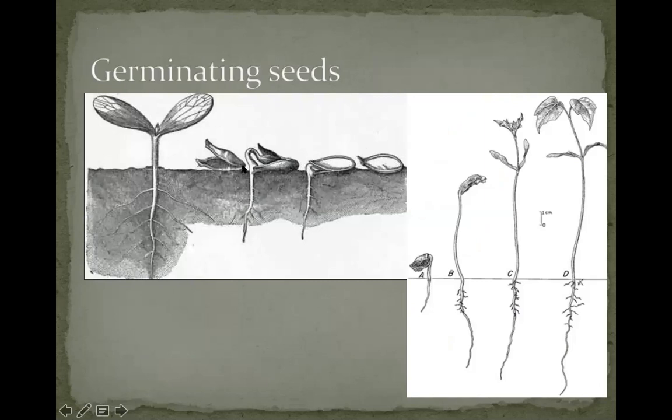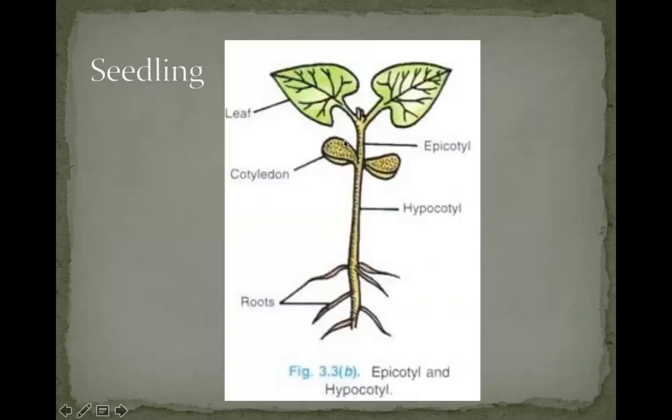And then from the radicle, you'll eventually get the production of your cotyledons, which are these guys right here. Those are the seed leaves. And then once you get the production of your cotyledons, eventually you'll get a hypocotyl. So that's just all the portion directly below the cotyledon. And then your epicotyl is everything above the cotyledon or your seed leaves. And then here are your roots right here.